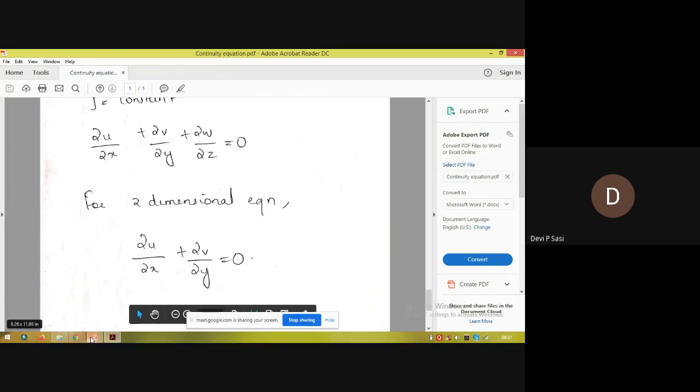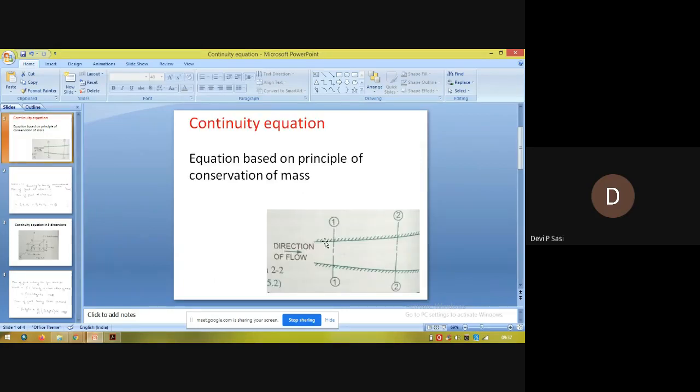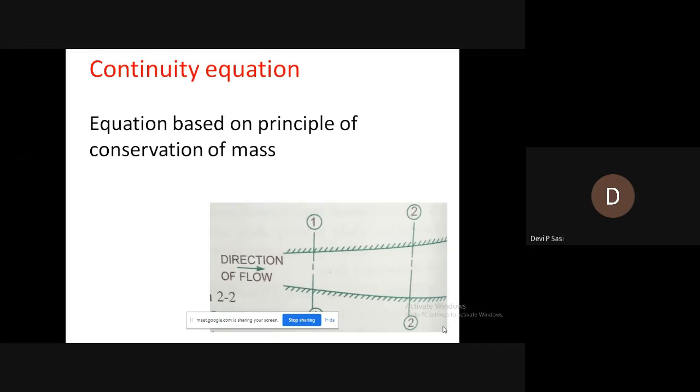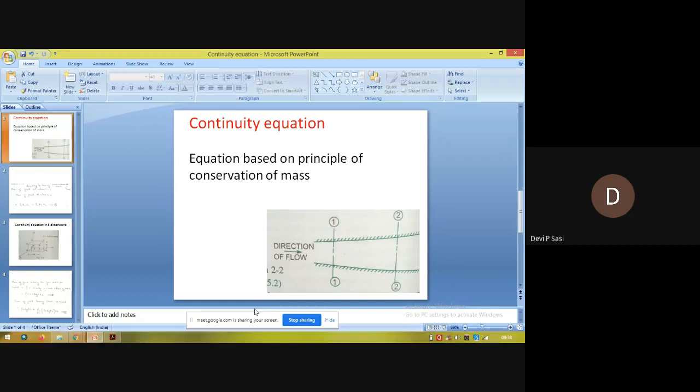So we have to learn the continuity equation in three dimensions. In the first case we are just representing the continuity equation, but in the rest of the portion we are deriving it in three dimensions. Okay, it is very important. So all of you should learn it and similarly do it in your notebook. Okay, thank you.